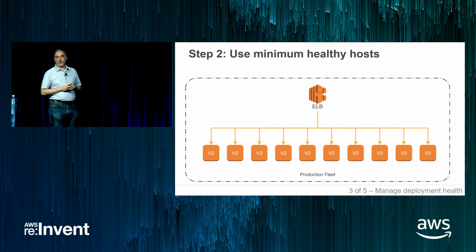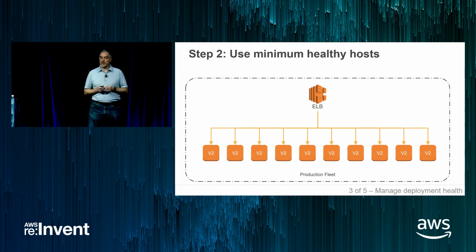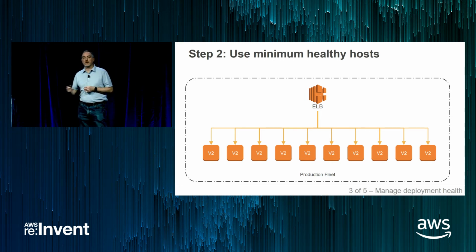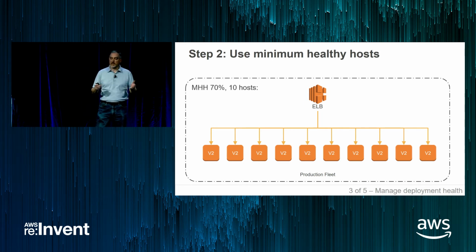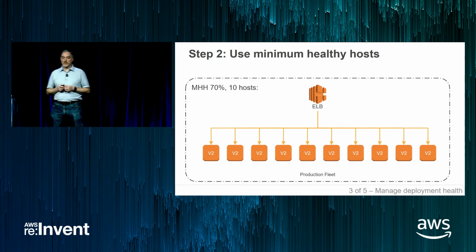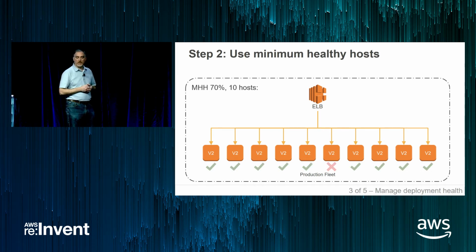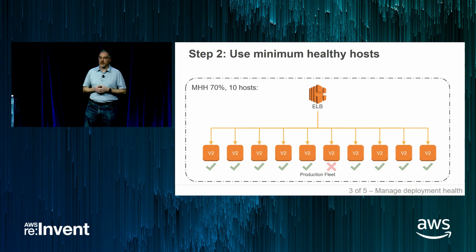Now this is where CodeDeploy's minimum healthy hosts can help us out. The minimum healthy host setting defines the percentage of hosts that must be healthy for a deployment to continue. Let's look at an example where we have a fleet of 10 hosts, and we've set our minimum healthy host percentage to 70%. If one host fails their deployment, then the overall deployment will succeed.